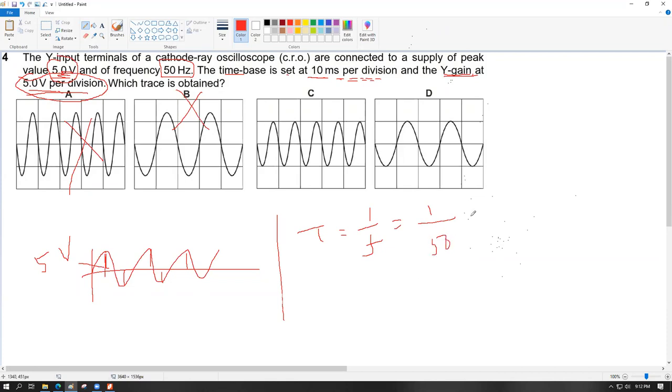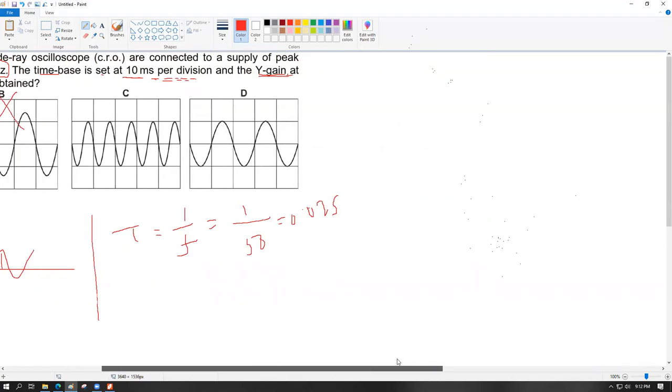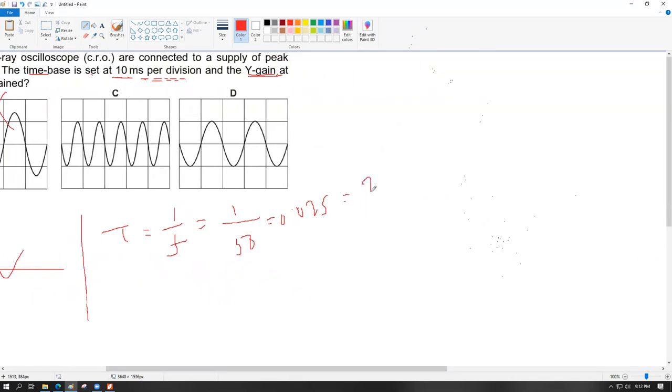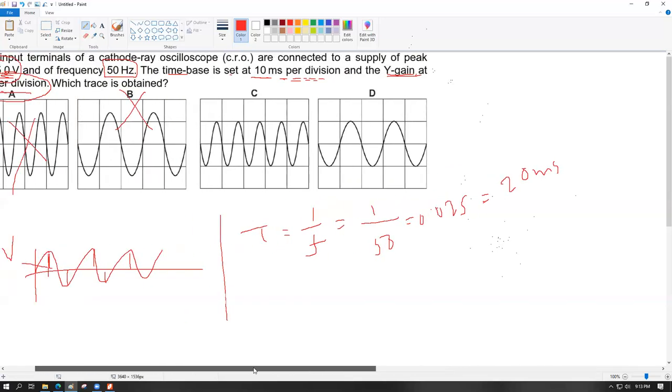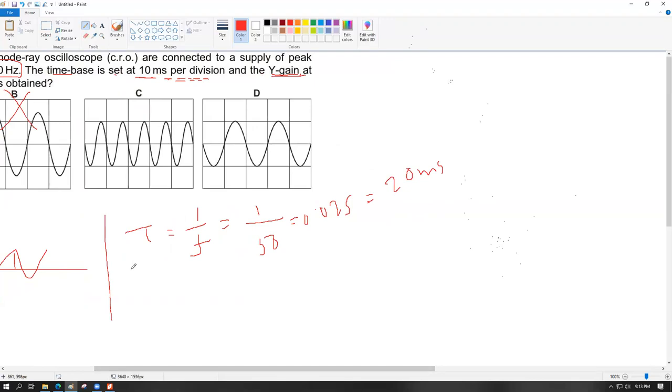1/50 hertz gives you 0.02 second, which can be written as 20 milliseconds. Is the calculation okay so far? Yes, sir. So we have 20 milliseconds. It means that each cycle is going to last for a duration of 20 milliseconds.